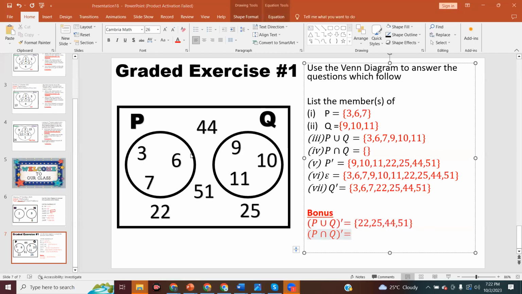I could try. Go ahead, Anastasia. It's 44, 51, 25, 22, 36, 7, 9, 10, and 11. Yes. What does this mean? Intersect. That means everything except for what? The middle. Exactly. This doesn't have an intersection.